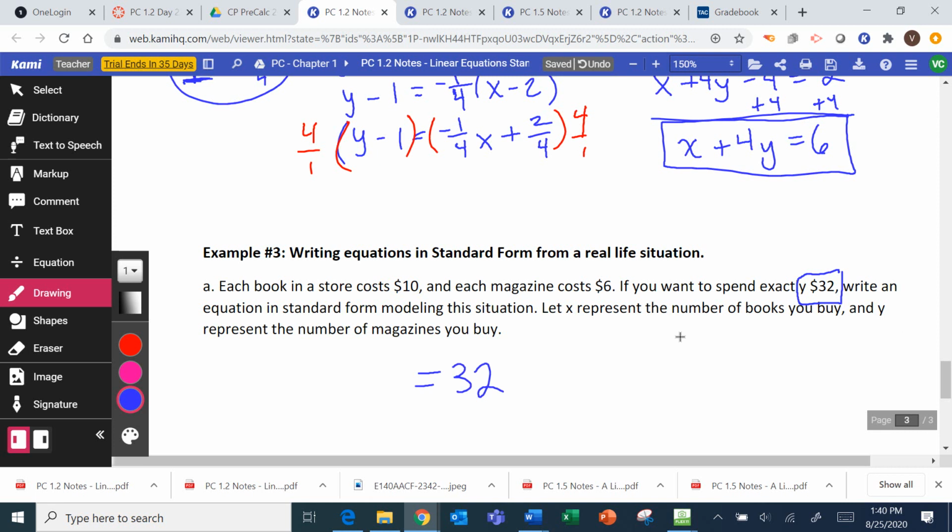You're going to take some books and some magazines up to the counter, and they're going to ring it up. They're going to do $10 times the number of books, which is x, plus $6 times the number of magazines, which is y. And that's going to equal your total of 32. That's all you have to do for this question. You just read the situation and set up the equation.